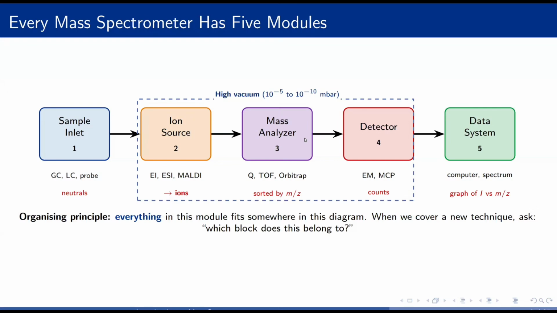When we introduce a new technique in the rest of this module, I want you to ask yourself first, which block does this belong to? ESI is a block 2 item. The quadrupole is block 3, and an MRM experiment is a specific way of operating block 3. If you always orient yourself on this diagram, nothing in mass spec will ever feel disorienting.